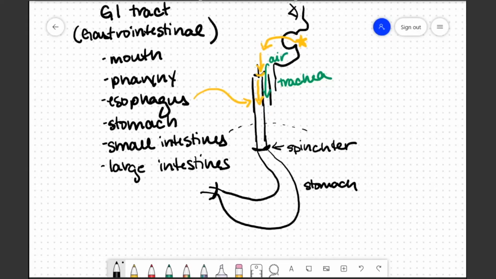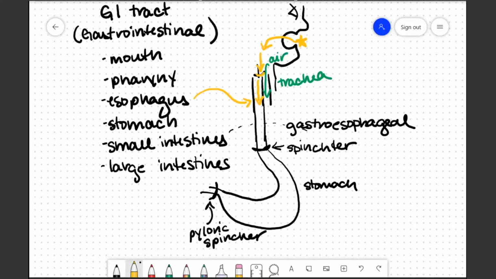So this is your gastroesophageal sphincter, which makes sense because that's exactly where it is. It's at the bottom of your esophagus. Then when food travels into your stomach, it will come down, and at the end of your stomach, before it moves into your next section, your small intestines, you'll also have a sphincter. This is called your pyloric sphincter.